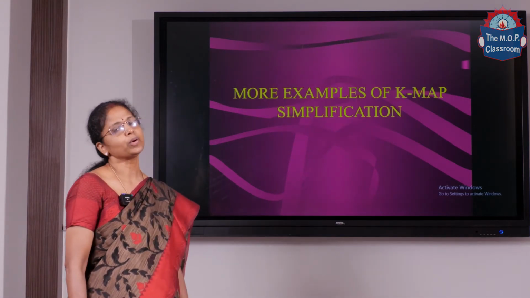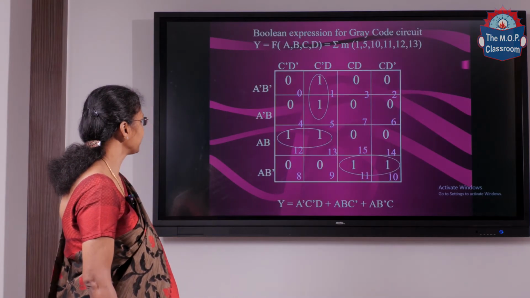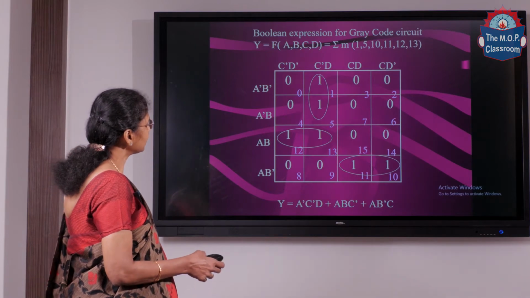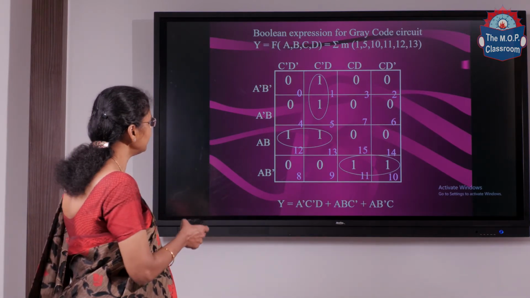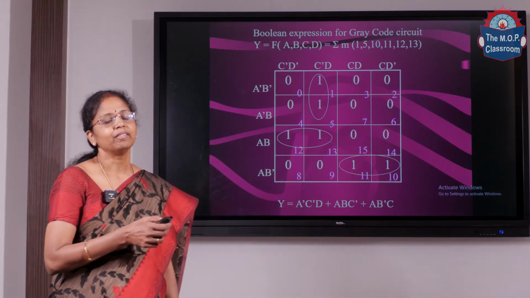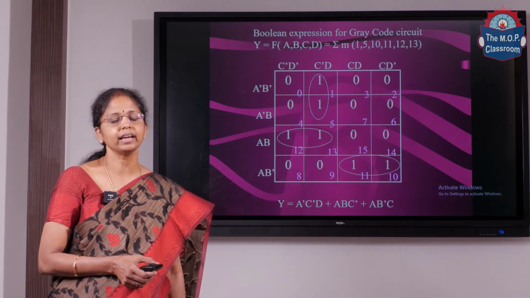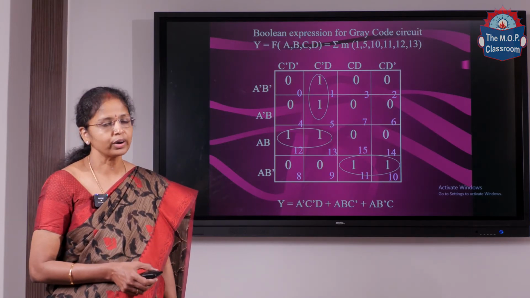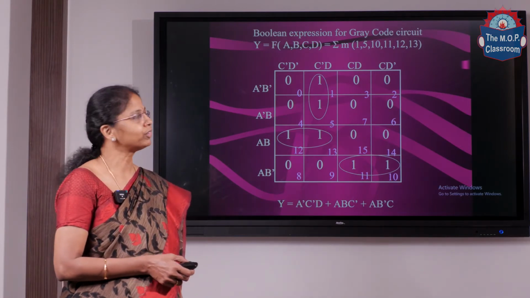We will quickly look at a few more examples for K-map simplification. This is the gray code expression which we took as the first example. We saw that without simplification, for gray code we need six 4-input AND gates and one 6-input OR gate. Now, let us see, after simplifying, what is the requirement for the circuit.